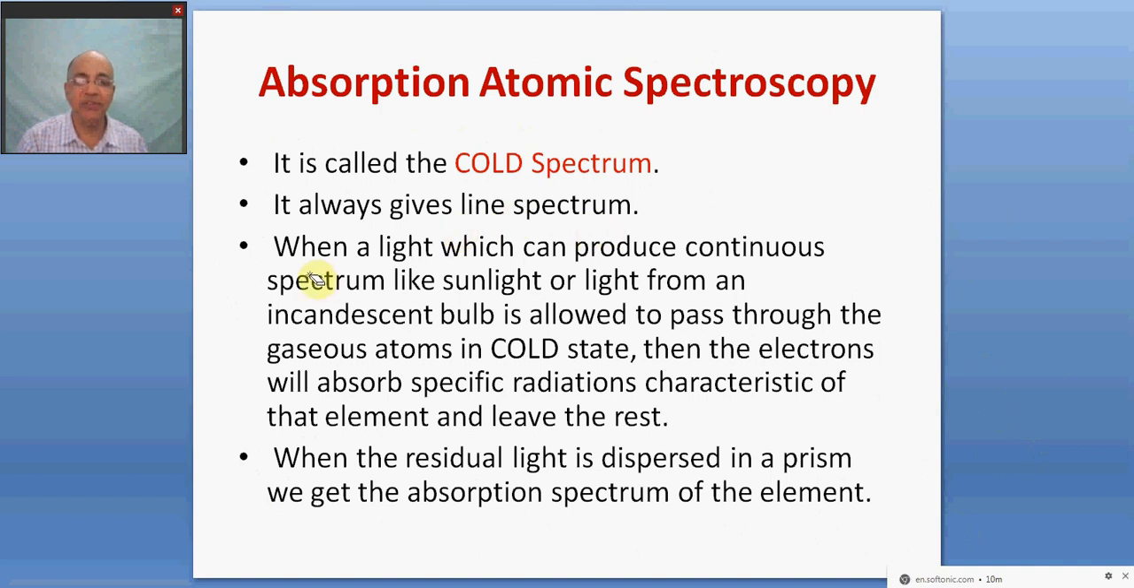We'll talk about that. When a light which can produce continuous spectrum, such as sunlight or light from an incandescent bulb, that filament bulb, that sort of light containing a mixture of radiations which can give a continuous pattern, such light is allowed to pass through the gaseous atoms of an element in the cold state, not heated, not electrically energized, in the cold state. Then the electrons will absorb. Electrons are in their ground state. When they are cold, they are in their ground state.